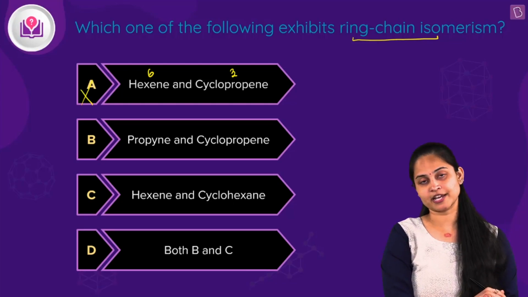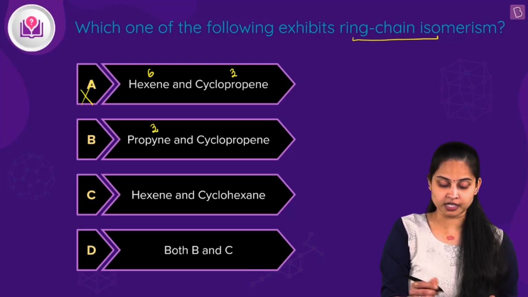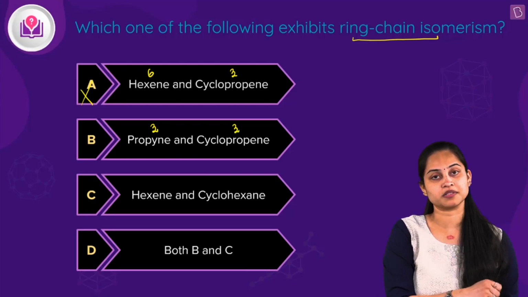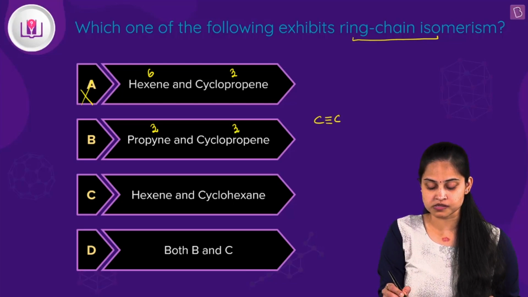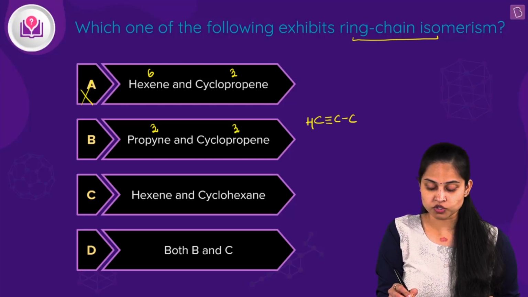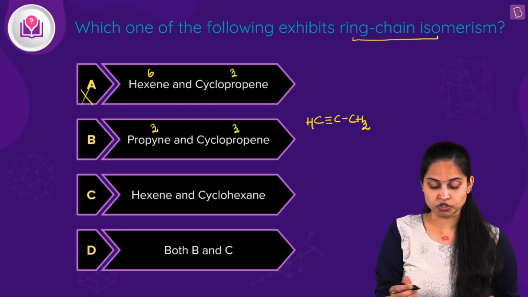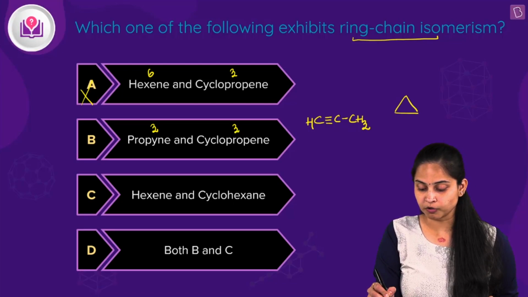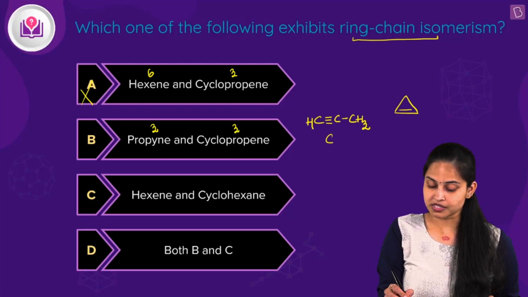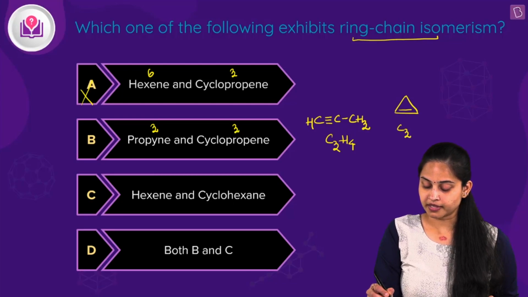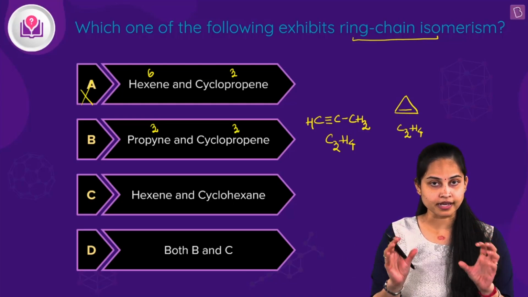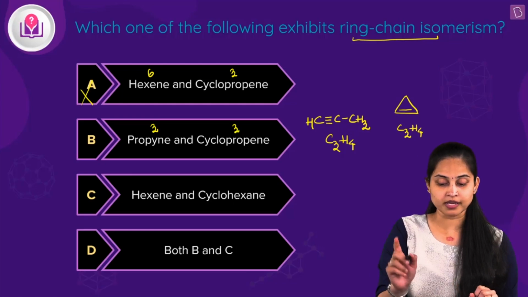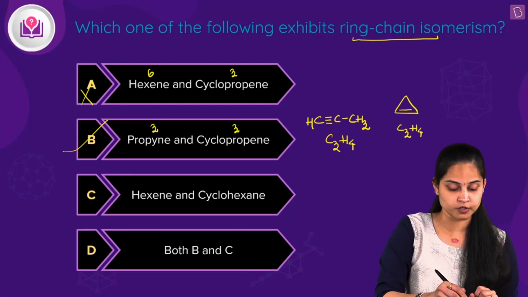Talking about propyne and cyclopropene. Propyne does have 3 carbon atoms and cyclopropene also has 3 carbon atoms. So molecular formula can be same. So if I just talk about propyne, it's C triple bond C and C. So it's H over here and H3 over here. Talking about cyclopropene, cyclopropene looks like this. So it's C3H4 and over here it's C3 and it's H4. Molecular formula same. One is open chain and the other one is the cyclic structure. So basically option number B, I can mark that they can exhibit ring chain isomerism.